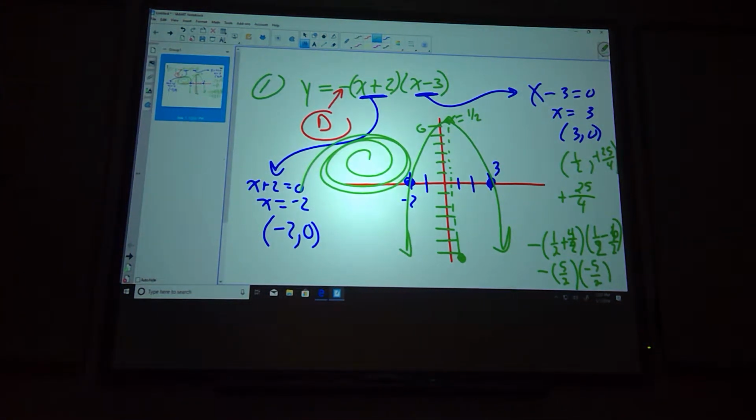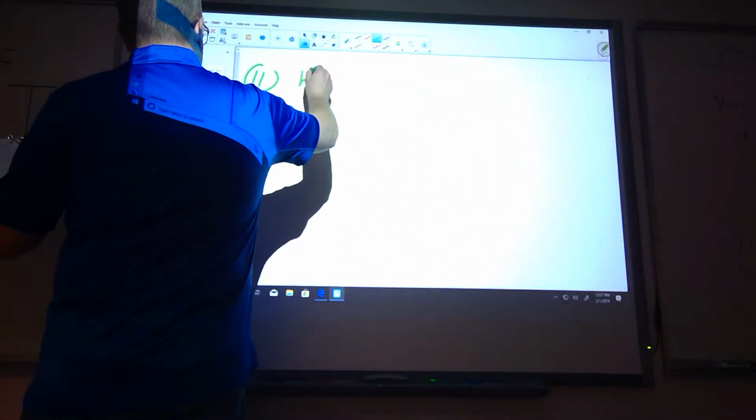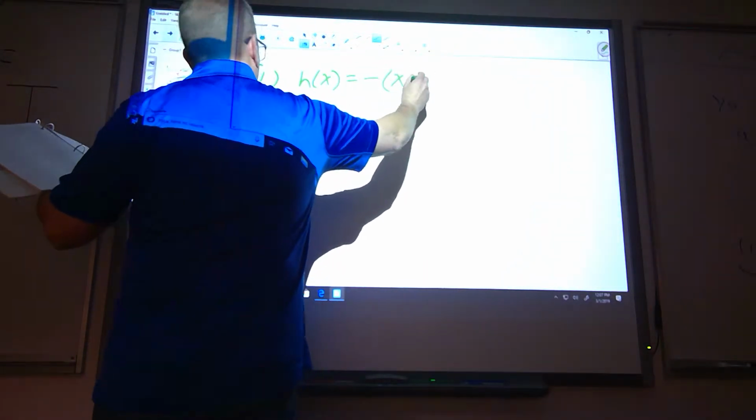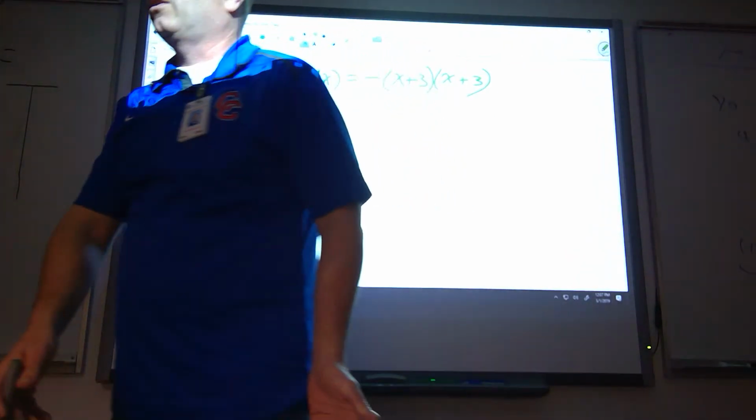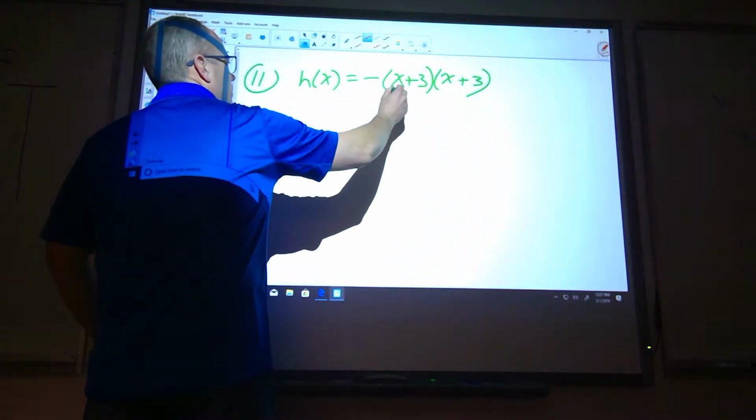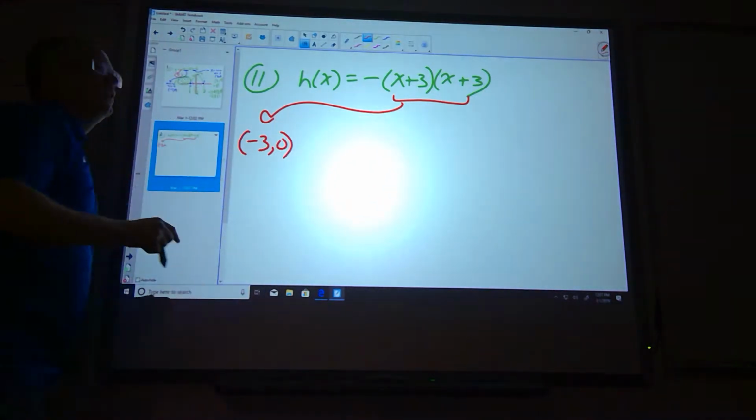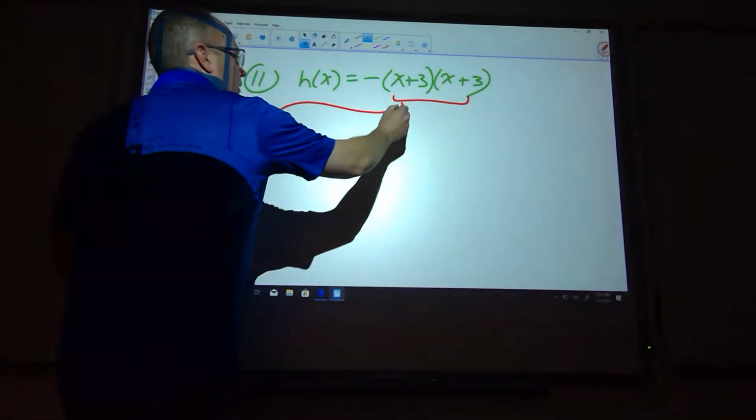Anything else from that front page? Yeah. 11? Yeah, buddy. Number 11, we have h of x. That's a fancy way of writing y is all that is. So I have a parabola that opens down because of that negative out front, but then I have the exact same thing twice. Agreed? So because I have this twice, this is going to yield me the point negative 3 comma 0, and you only get it once. So that means the parabola is coming either down and bouncing off it or coming up and bouncing off the x-axis. So let's graph what we know.